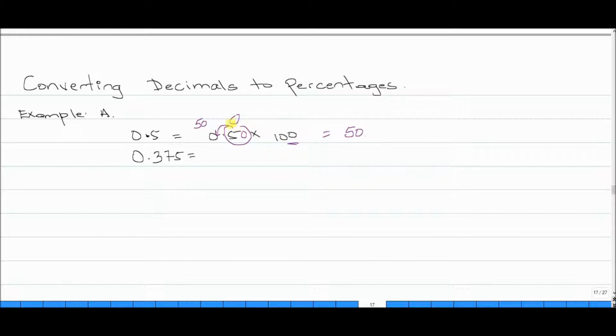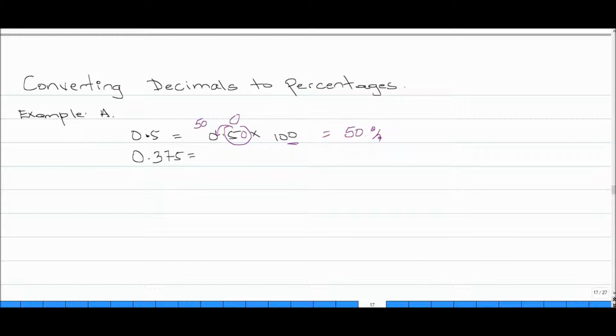Now the 0 does not need to be shown here because we don't have anything being represented there, so as a percentage, 0.5 is 50%.